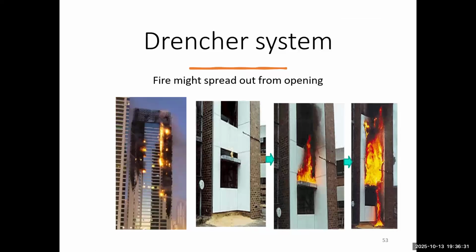Okay, so after this fire hydrant and hose reel system, we take a look at the drencher system. Despite the fire inside the building, we should also look at the fire outside the building. This image illustrates this kind of problem. The fire can spread out through the openings, exposing other parts of the building or adjacent buildings to radiant heat. So that is why we need the drencher system to help mitigate this kind of risk.